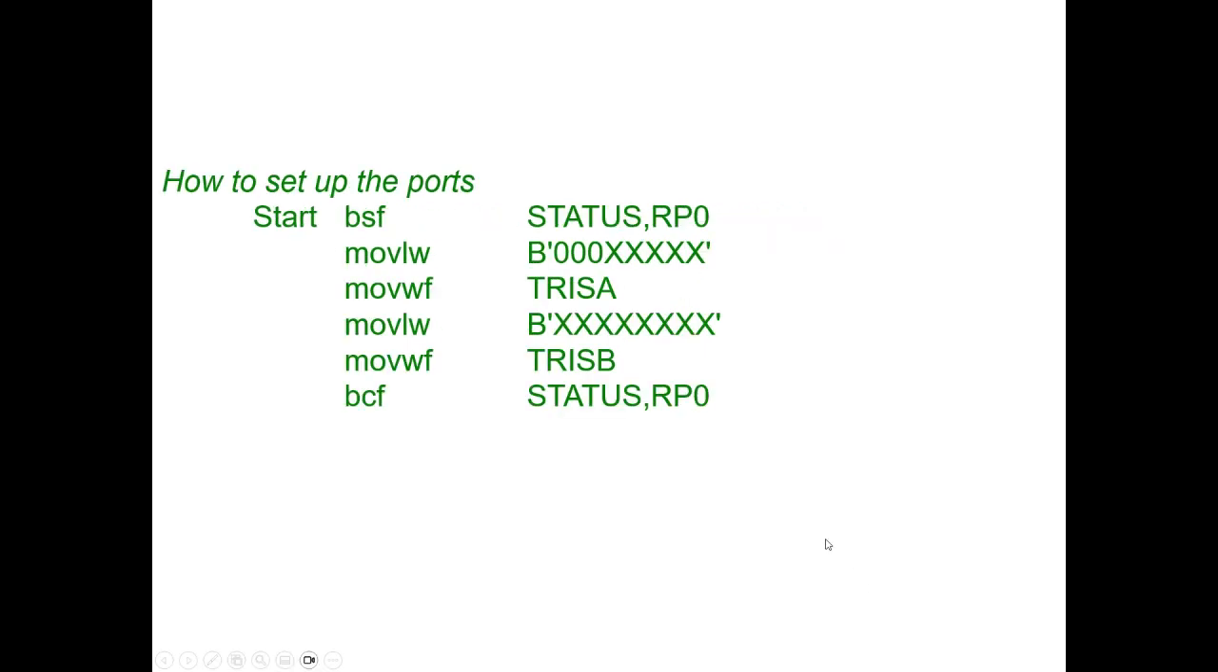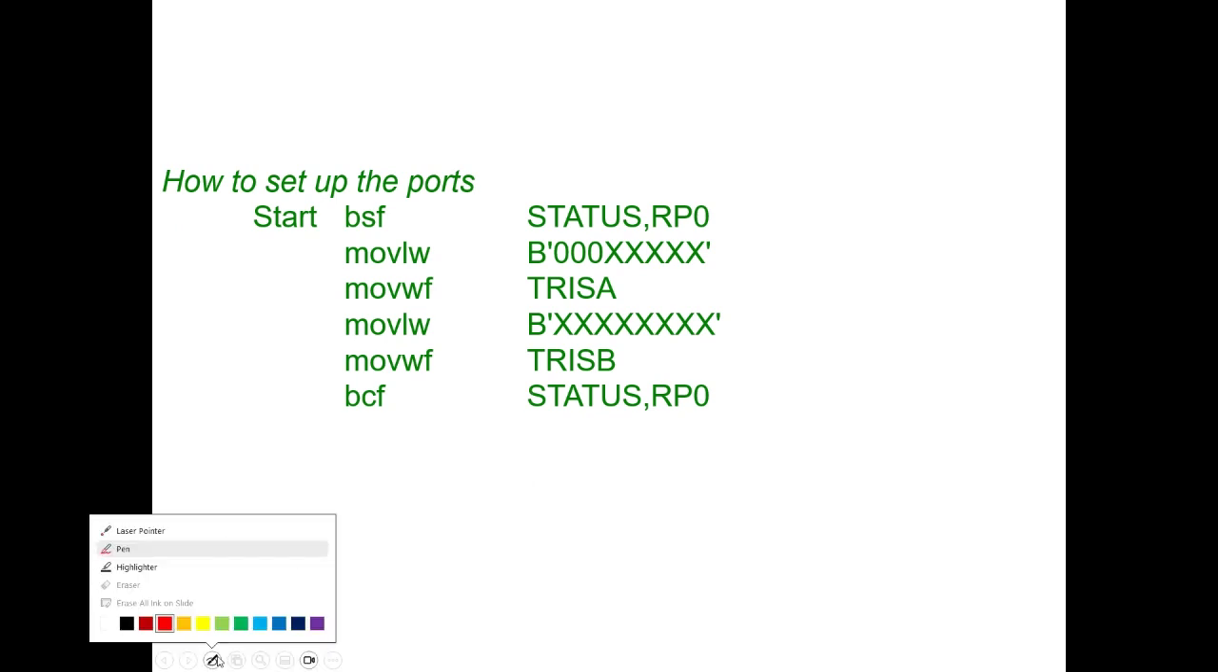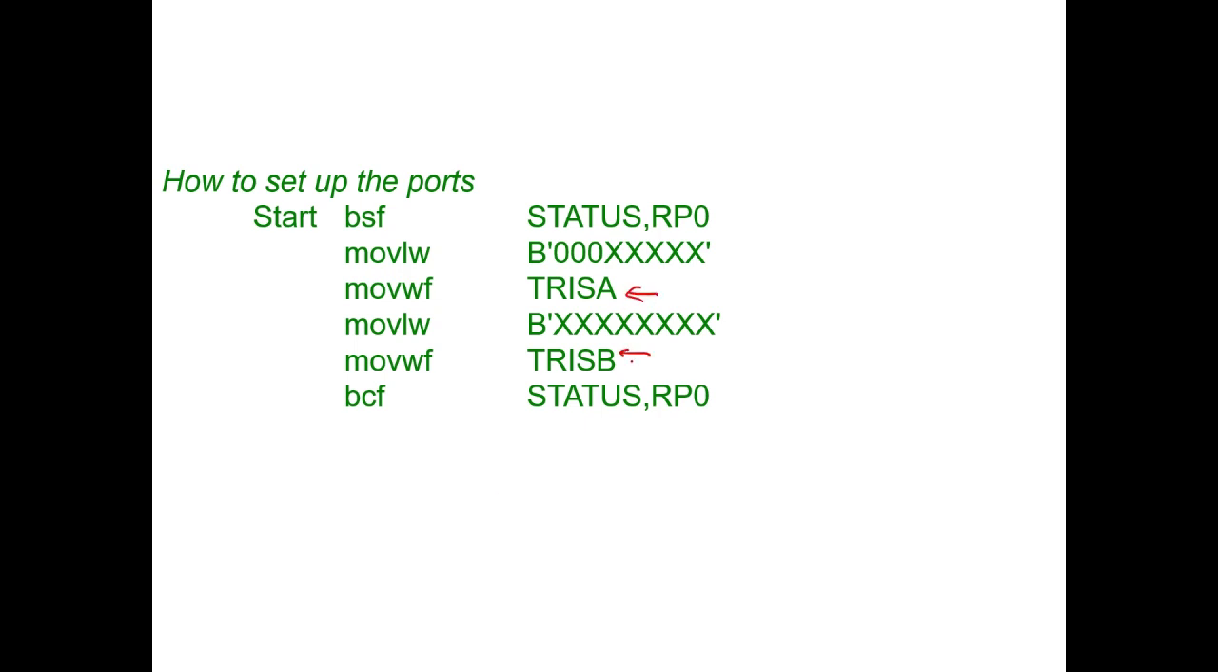Next page. How to set up the ports. Okay, they're called the ports, or you could call it the data direction. You need to go into bank 1. So the first instruction there, bit set file status, RP0 goes into bank 1. The reason why you need to go into bank 1 is because the data direction, TRIS A and TRIS B, are both in bank 1. So we need to set them up.